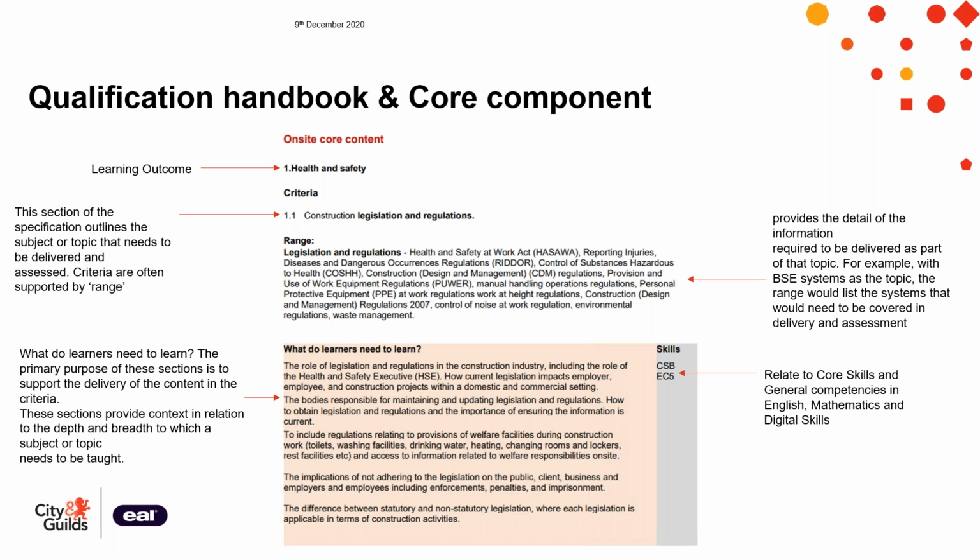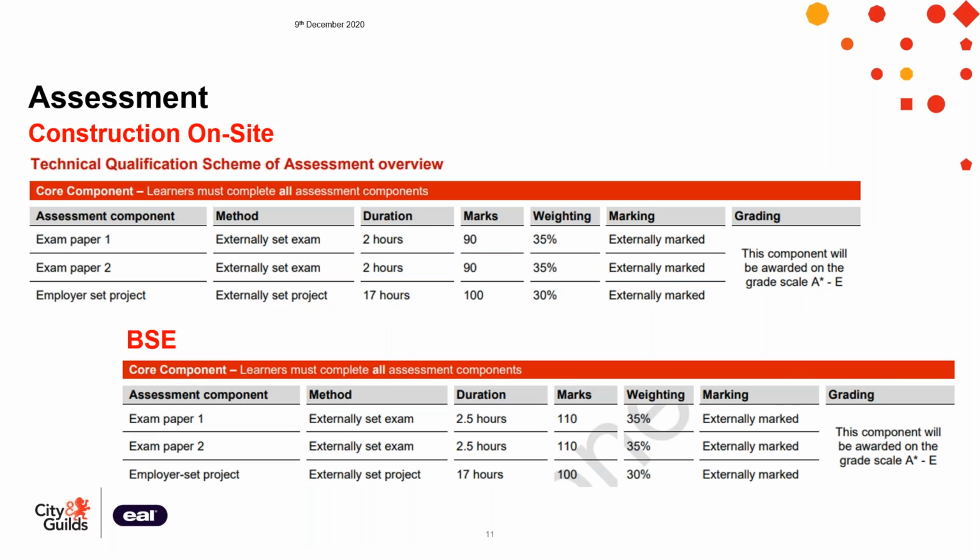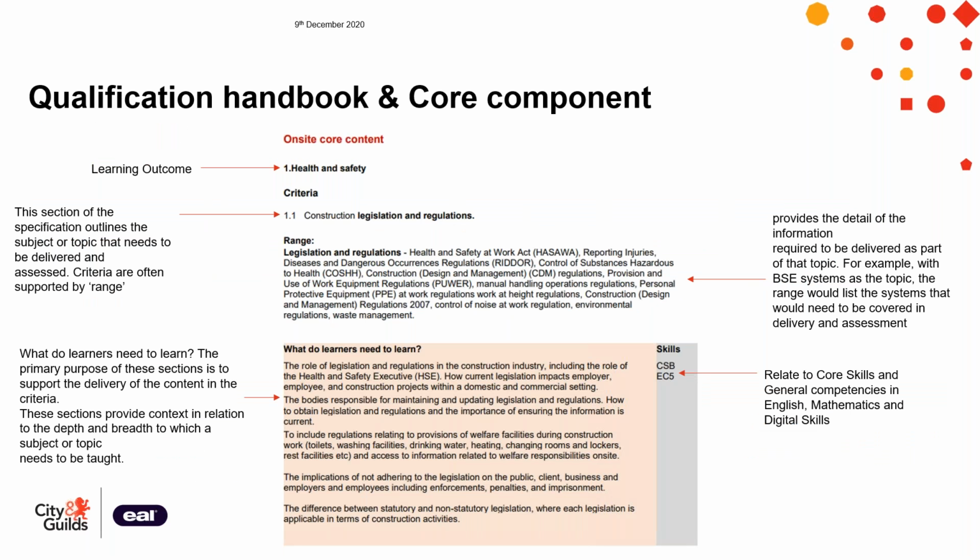In the right-hand column, it provides skills abbreviations, which relate to the core skills and general competencies in English, mathematics, and digital skills. The abbreviations are fully explained within the handbook. Next slide, please.